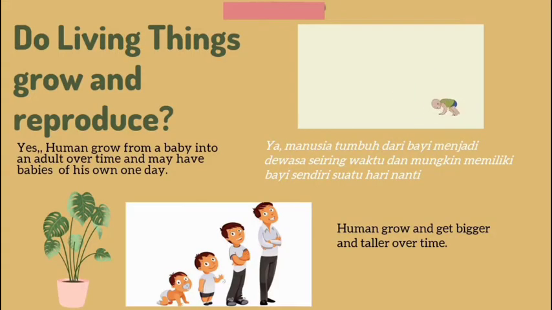Do living things grow and reproduce? Yes, humans grow from a baby into an adult over time, and a human may have babies of his own one day. Just like you can see in these pictures, a baby becomes a child, then a teenager, and then an adult. So you can see here, humans grow and get bigger and taller over time. Growing and reproducing are very important life processes.